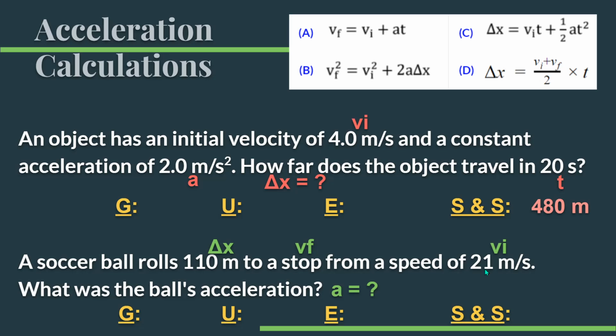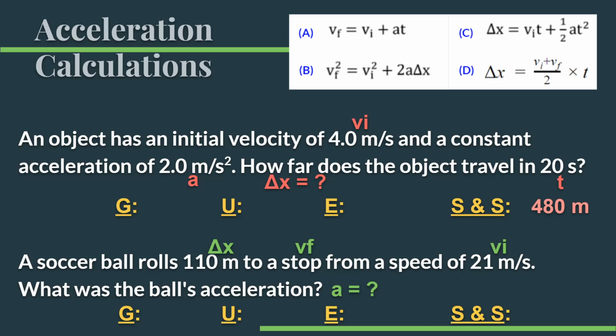From a speed of 21 meters per second, that's my initial velocity. What is the ball's acceleration? So which equation should I use with this? Delta X, VF, VI, and A. Yeah, equation B. VF squared equals VI squared, I have both of those, plus 2 times A times delta X. Okay, that's the one you'd want to use if you want to do it in a single step.